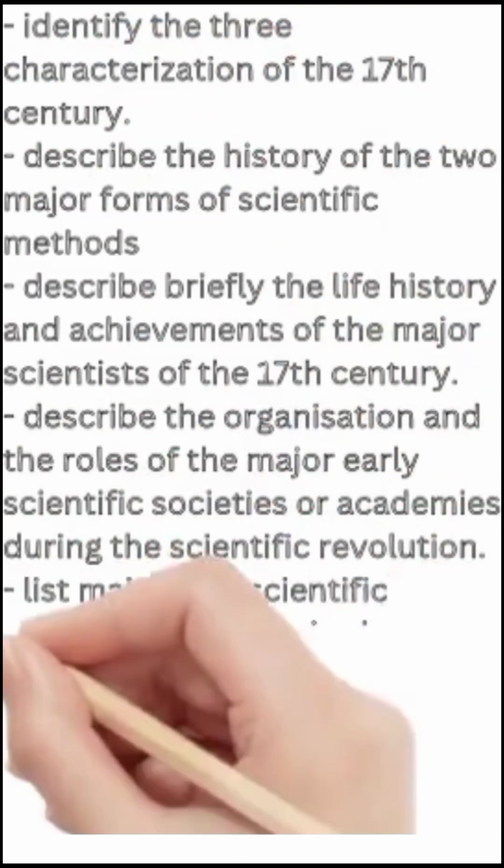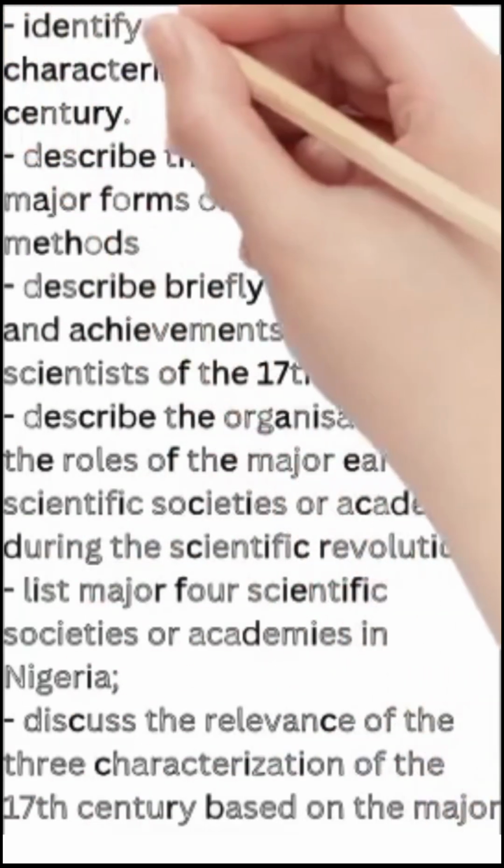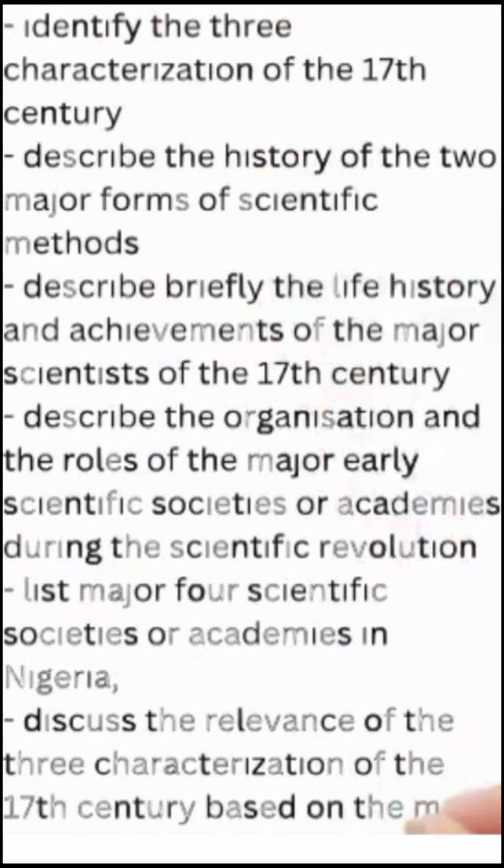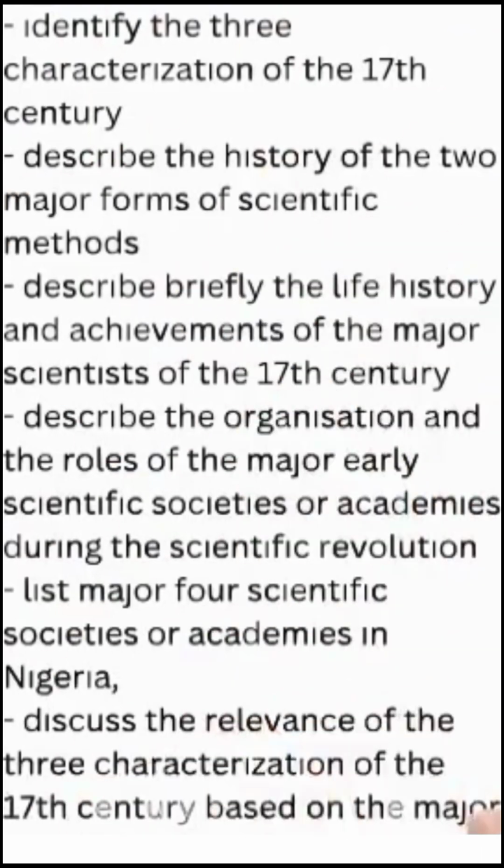Describe briefly the life history and achievements of the major scientists of the 17th century. Describe the organization and the roles of the major early scientific societies or academies during the scientific revolution. List 4 major scientific societies or academies in Nigeria. Discuss the relevance of the three characterizations of the 17th century based on the major events of the century.